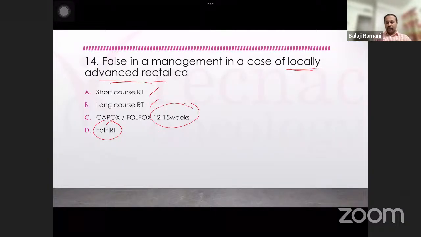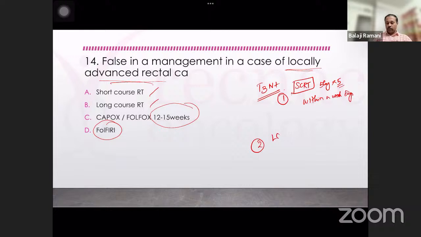Now, previously, whenever you have a locally advanced rectal cancer, which means T3 and above, the treatment was short course radiation, 5 gray into 5 days, and then you operate within a week. Within a week, surgery will be done. This was option one. Option two was your long course concurrent chemo radiation. So here what will be done? This is the 50 gray over 5 weeks, usually with weekly 5-fluorouracil. Then you will wait and then you will operate. Waiting period is around 6 to 8 weeks, and then you will operate.